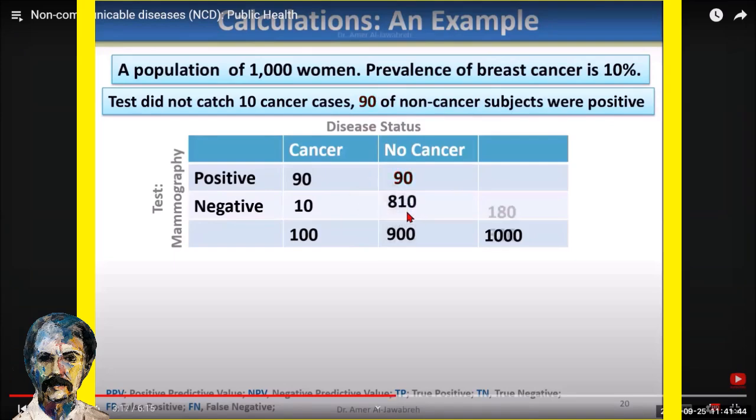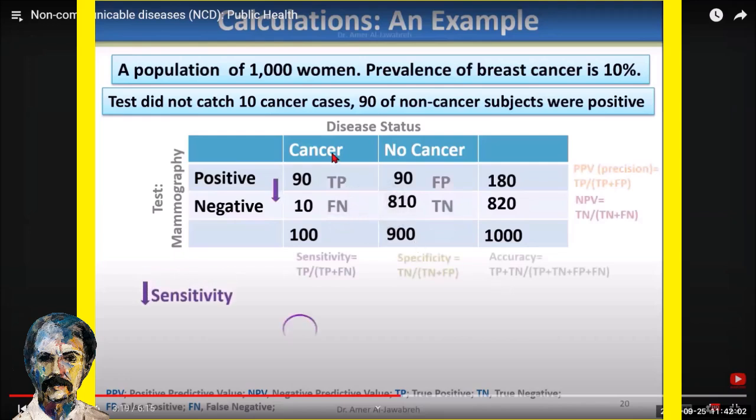So the table is completely filled. Just a quick mathematics: 180, 820. Now let's calculate sensitivity and specificity and PPV and NPV. Very cool. And plus accuracy. Let's have a look, just very quick.